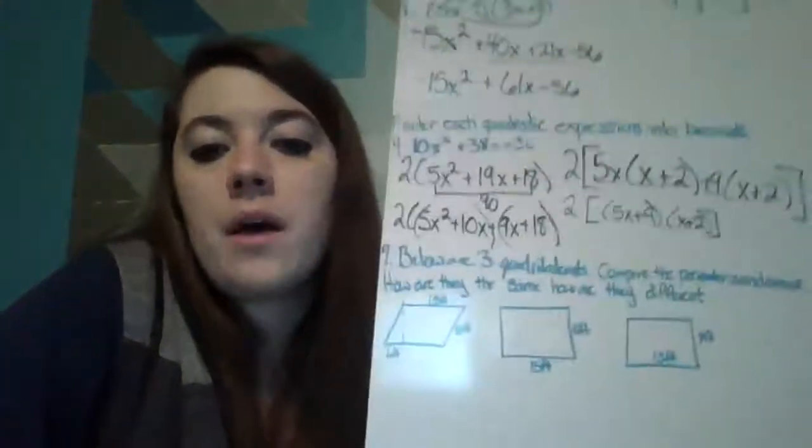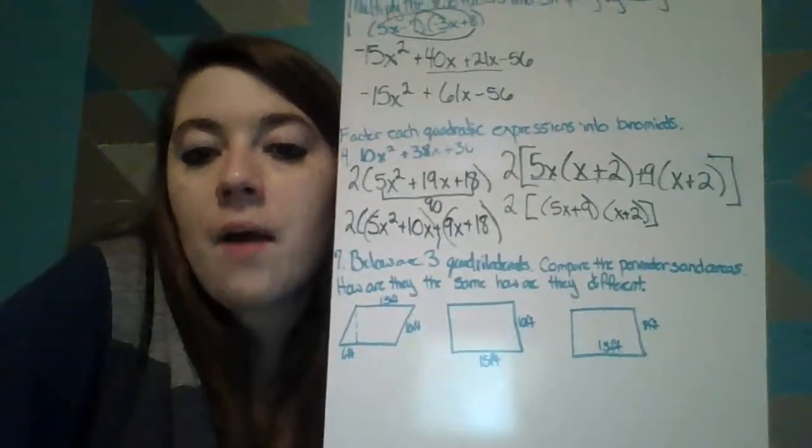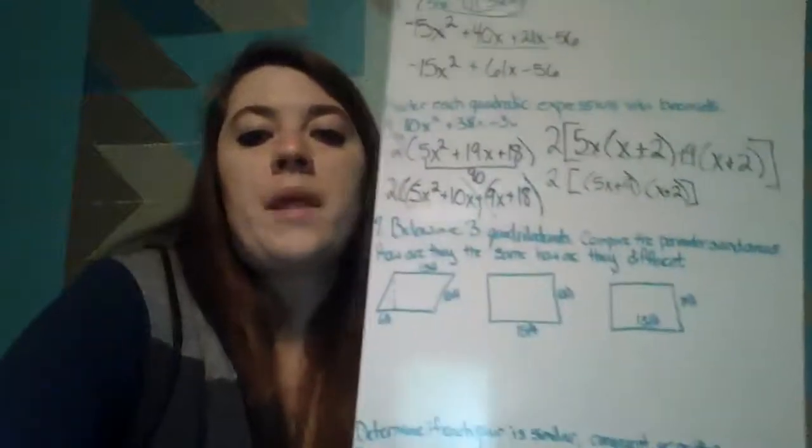All right, so below are 3 quadrilaterals. Compare the perimeter and areas. How are they the same? How are they different? So, let me get this a little closer so you can see it a little better.